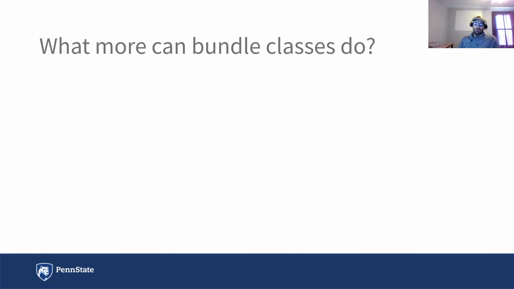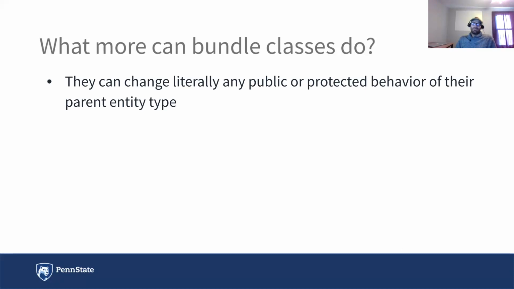So what more can bundle classes do that we didn't actually tap into? This is going to be a really open-ended slide. They can literally change any public or protected behavior of the parent entity type. So if you want to implement some sort of access control on top of what node does, you can extend that. Just call through to the parent if you want additive access control, or if node doesn't do what you want, at your own peril, choose your own adventure.